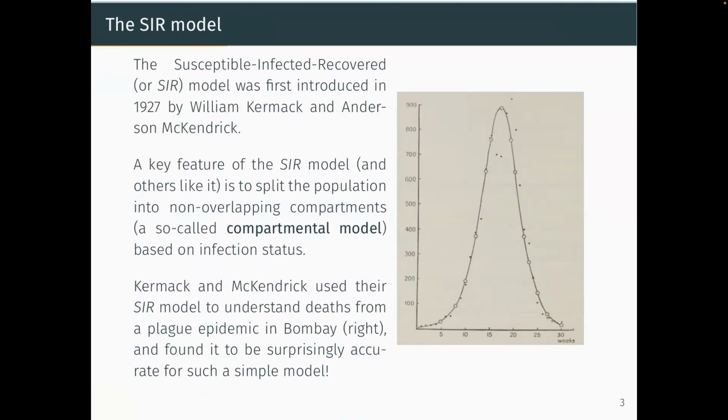So this is a screenshot from that paper. This is plague deaths over several weeks. They developed this SIR model and then plotted the curve that came out of this against the data. It's a little bit hard to see, but the dots are the data in the background, and then the white circles are the fitted curve.